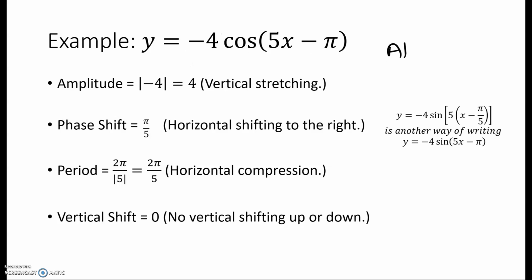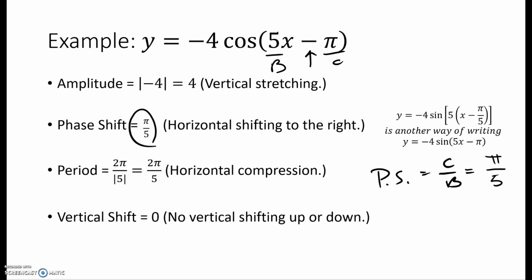Now for our phase shift, you can write this. This might be the easier way to do this for phase shift. We know that this is the value c. We know that this is the value b. We know that the phase shift is c over b. I've already got a negative right there, so I don't have to do anything. We know that the phase shift is going to be positive since I already have that negative there. So that means we have pi over 5, which is our phase shift.